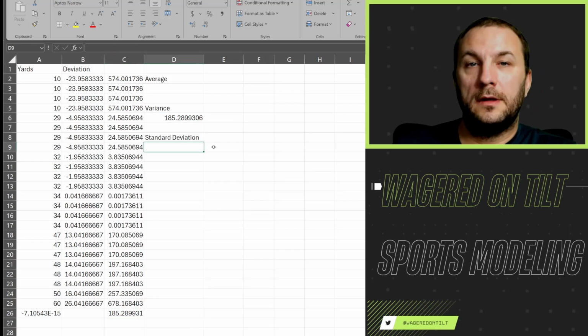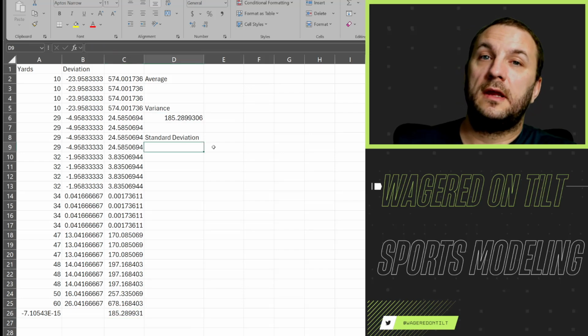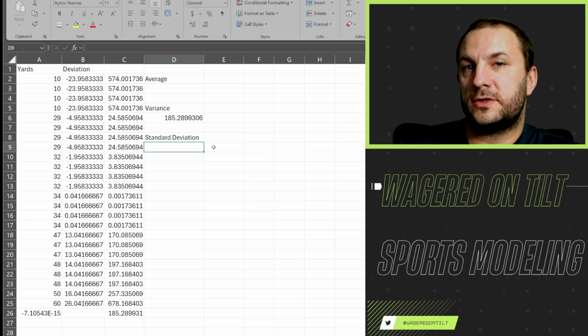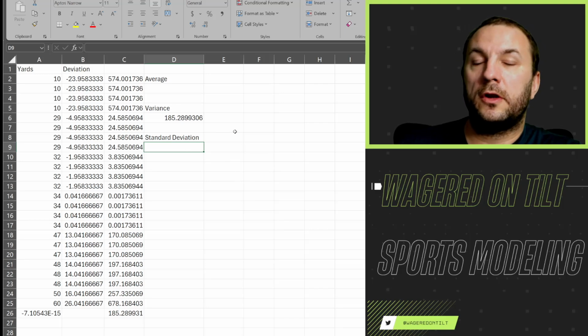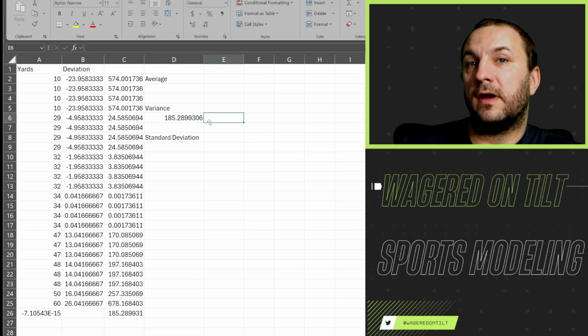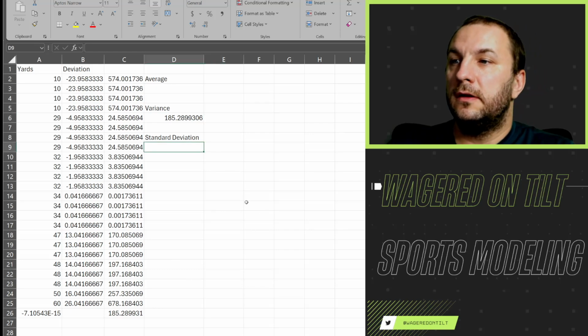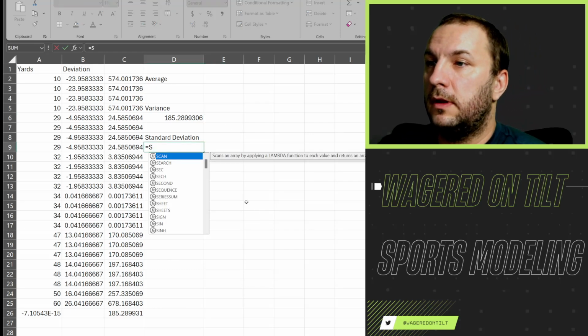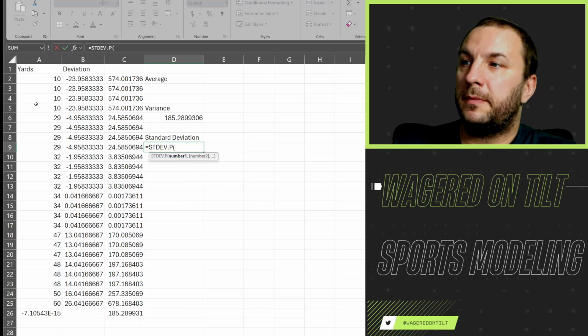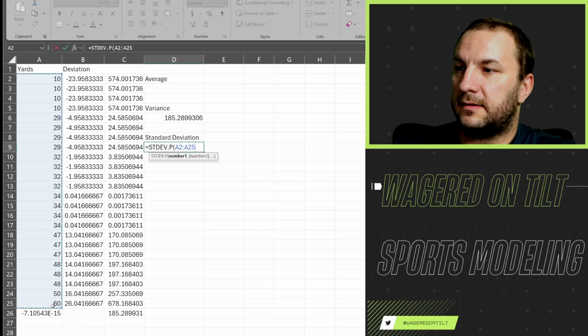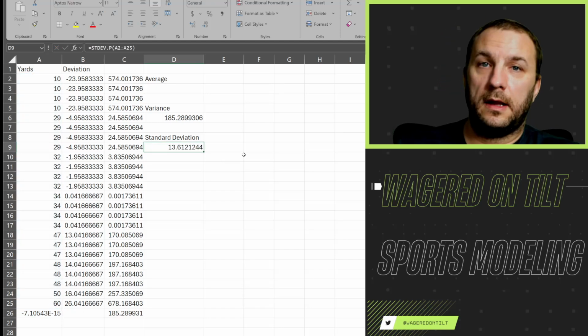So now we have standard deviation. Standard deviation is another unit of measure that you're going to use in your models and statistics. But for here, we're just going to show the relationship between variance and standard deviation. So in here, if I were to say equal stdev and then choose the P for population, I'll select my data set again. And we come out to 13.612.